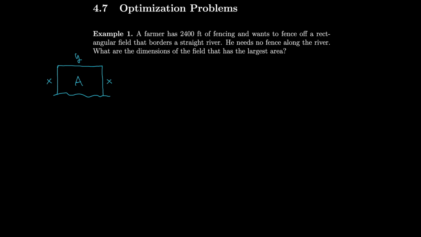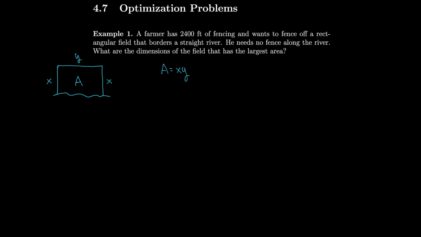So because it's a rectangle, the area A is x times y. So we would like to maximize this. However, right now it's not a function of x or a function of y. It's got two variables in it. So we have to find some way to eliminate one of the variables. So they told us that the farmer has 2,400 feet of fencing. So let's use that information.